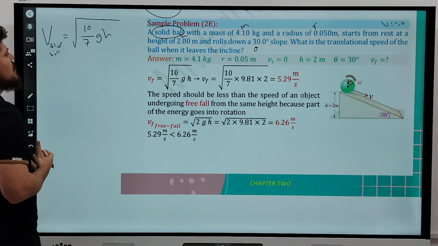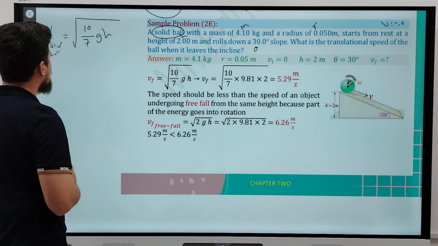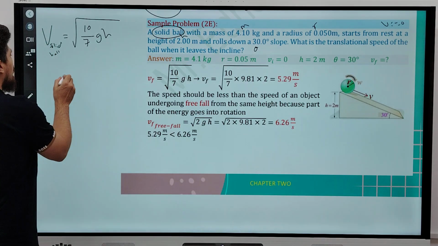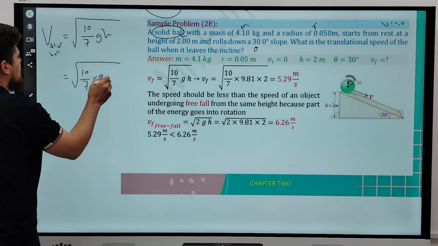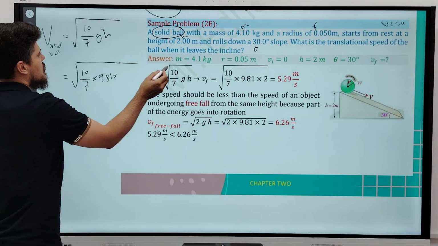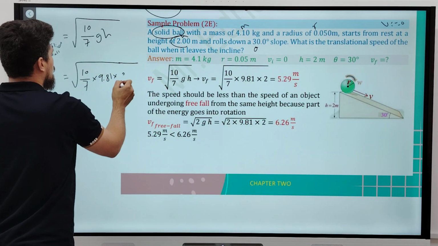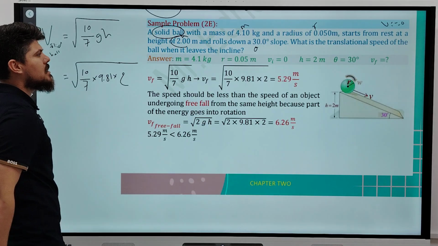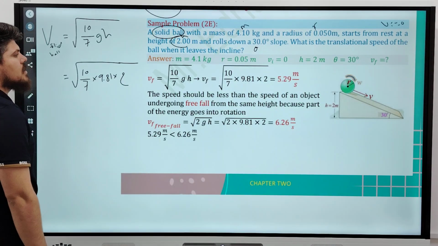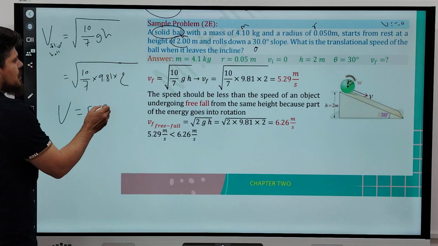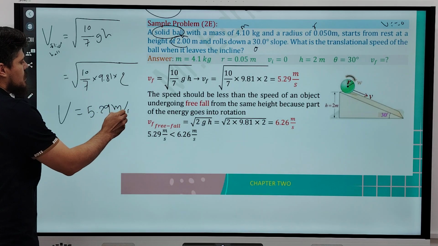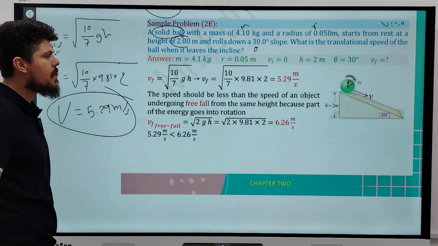Just write down the equation of the final velocity of the solid ball and replace 10 over 7 times 9.81 times its height, which is 2 meters. So you don't need the mass, the radius, or the angle of the slope. V is equal to 5.29 meter per second. Okay?